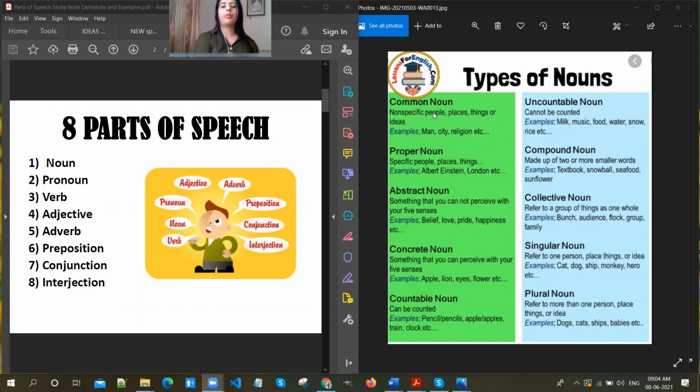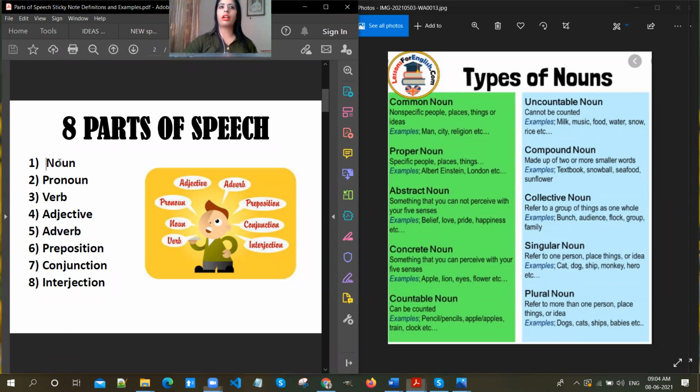So in today's class, we are going to discuss the parts of speech. As I have discussed in the previous lecture, there are a total of 8 parts of speech, as you can see on the screen. The first one is noun, then pronoun, then verb, fourth is adjective, fifth is adverb, sixth is preposition, seventh is conjunction, and eighth is interjection.